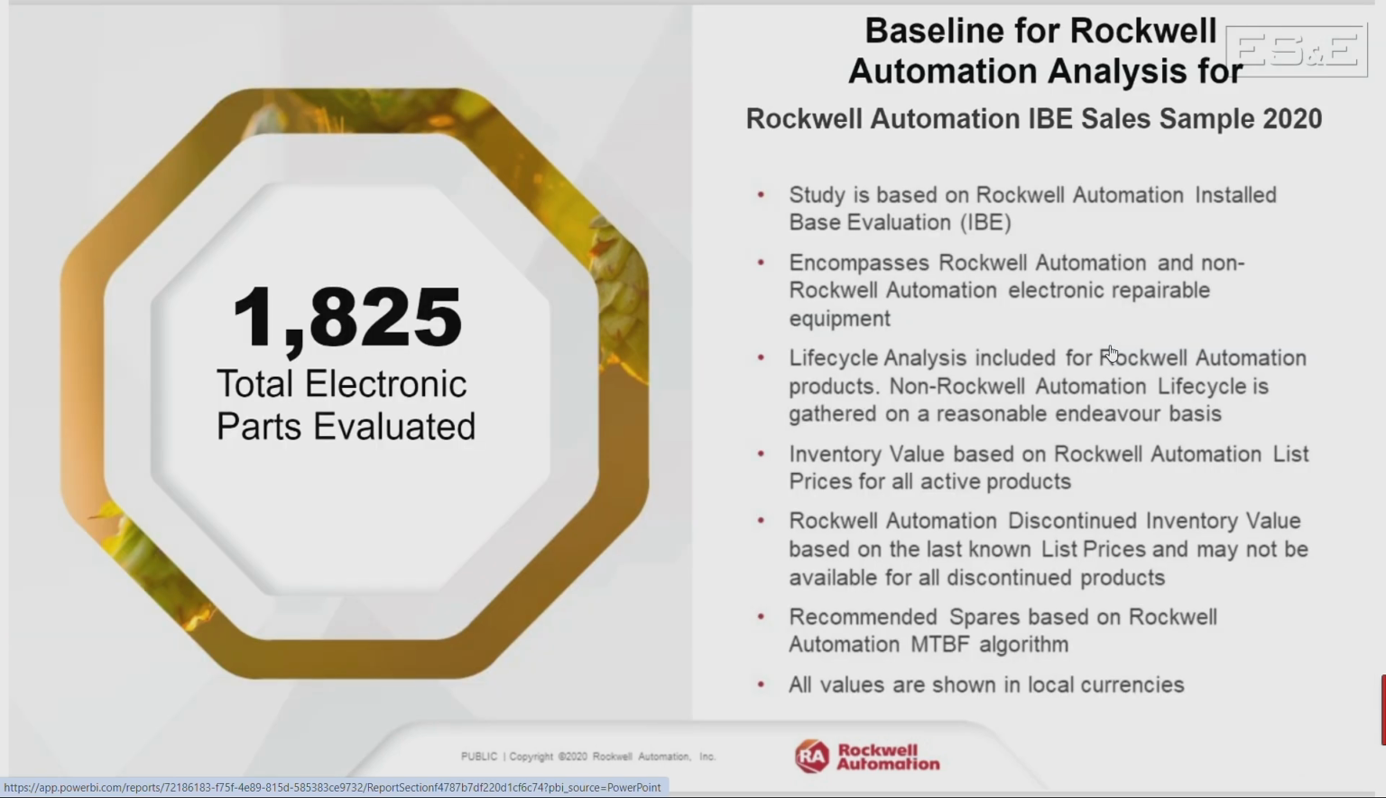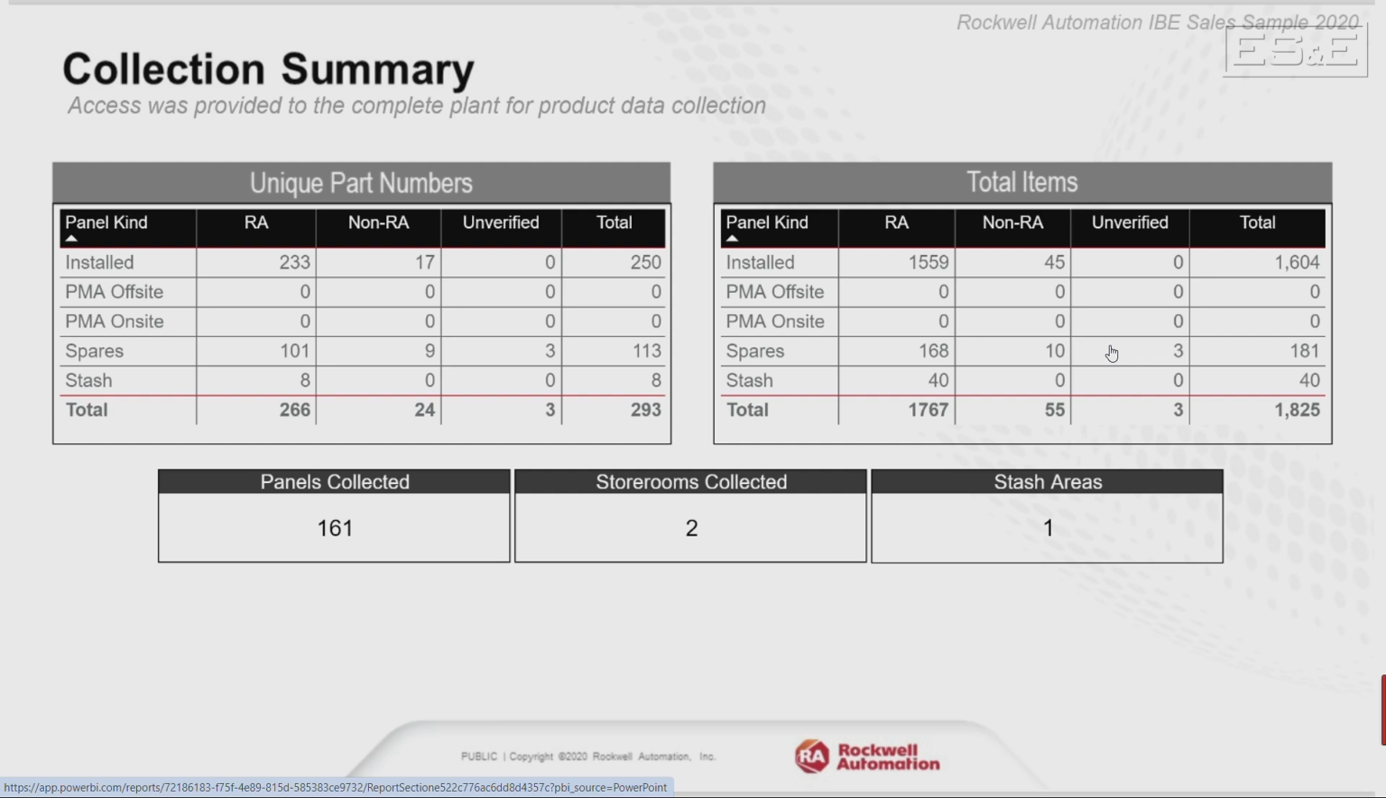So it gives you a number on how many individual parts were collected within the collection process. This is just a sample. I think this is dated 2020, so some things in here as active are probably no longer active. We'll see as we go through it, but on this particular one, there were 1,825 parts collected. So it gives you a breakdown of what is Rockwell, what is non-Rockwell, if you have a PMA, which is now Inventory Plus, what items are in that Inventory Plus, and then stash areas.